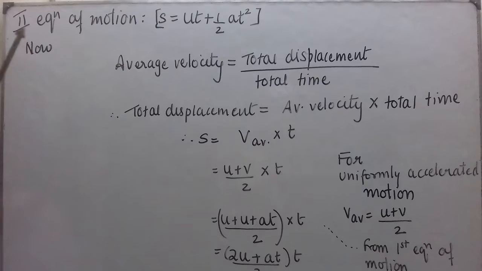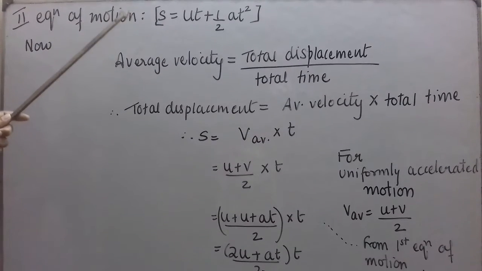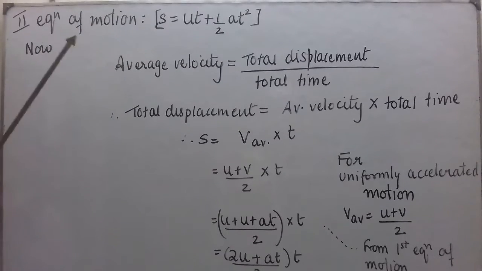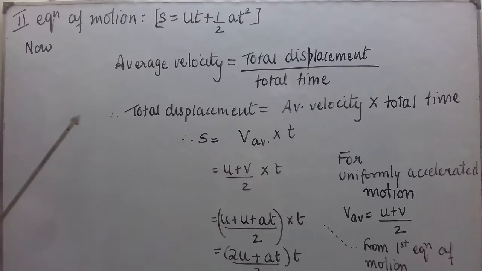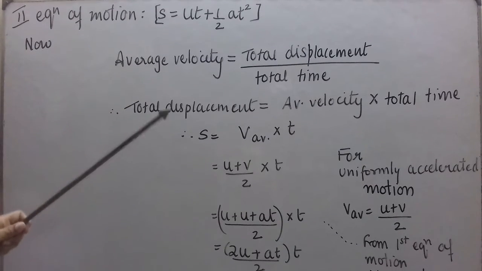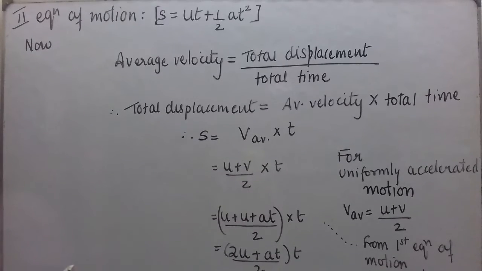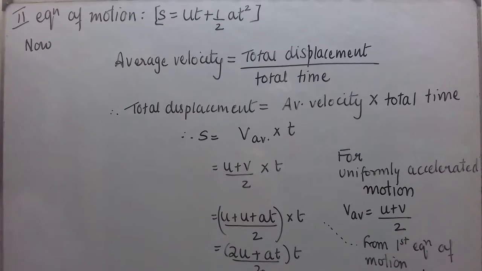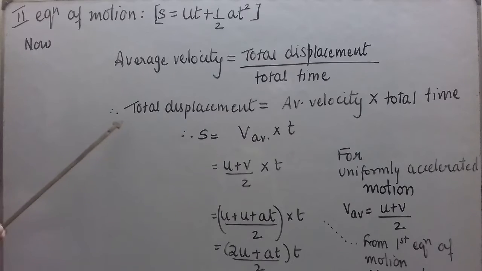Now students, the second equation of motion that we are supposed to derive is S is equal to ut plus half at square. If it had been uniform motion, we know that velocity is displacement upon time, and displacement will be velocity into time. But this is the case of uniformly accelerated motion, so I cannot take displacement as velocity into time. I have to take displacement as average velocity into time. So let us see how I have taken that.